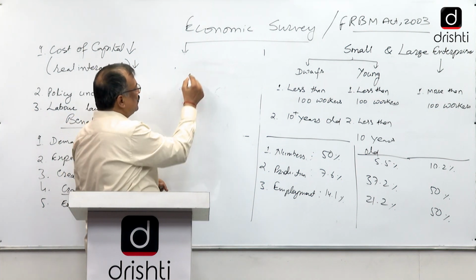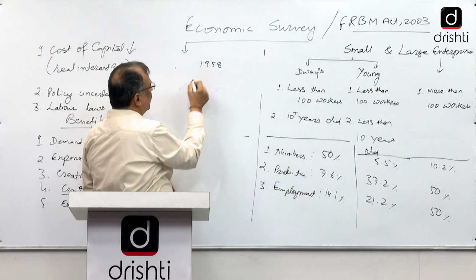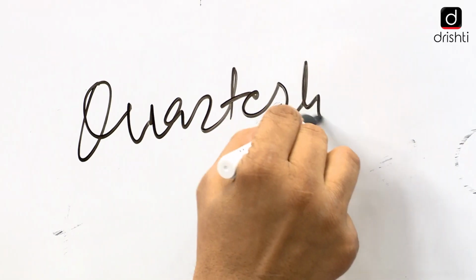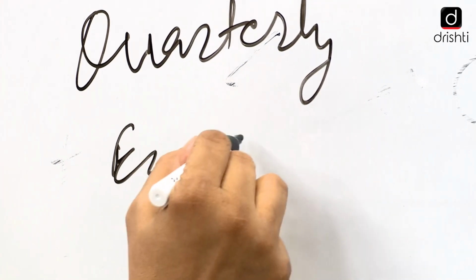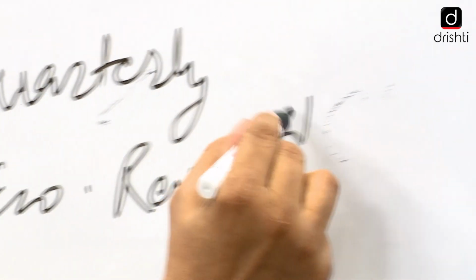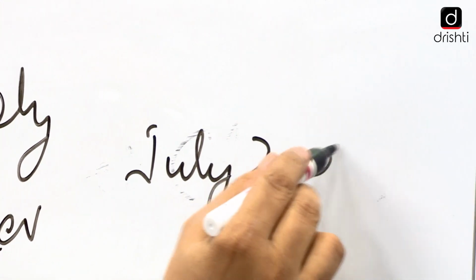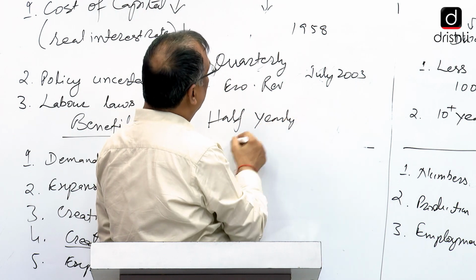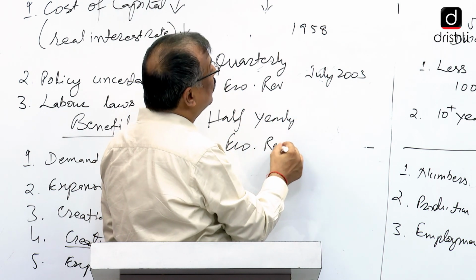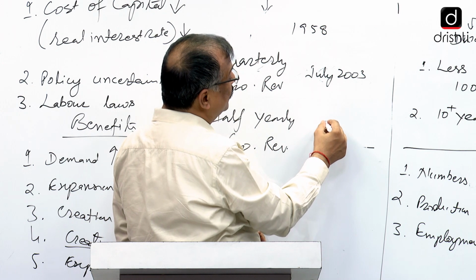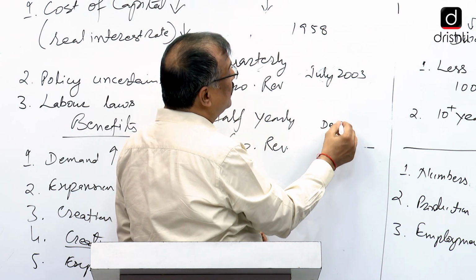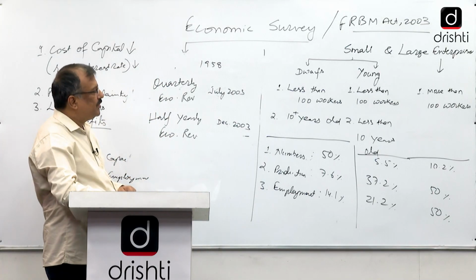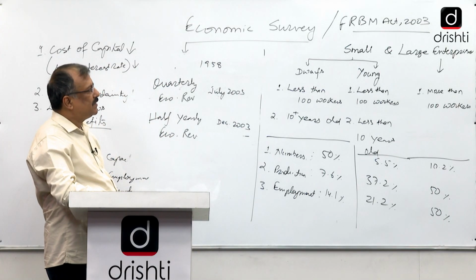So, the economic survey was introduced in 1958, the quarterly economic review in July 2003, and the half-yearly economic review not in November, it is 2nd December 2003. These 3 documents are important. Many questions are framed on the information contained in them.